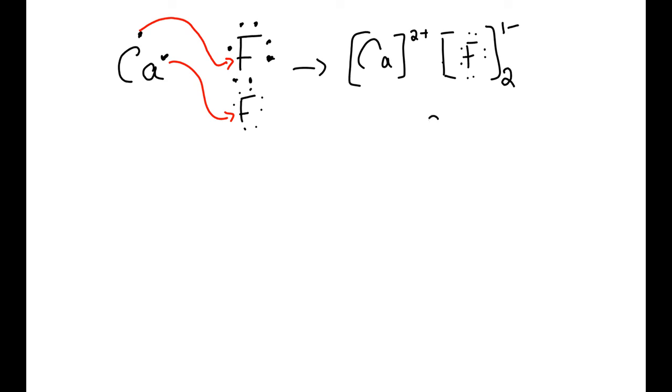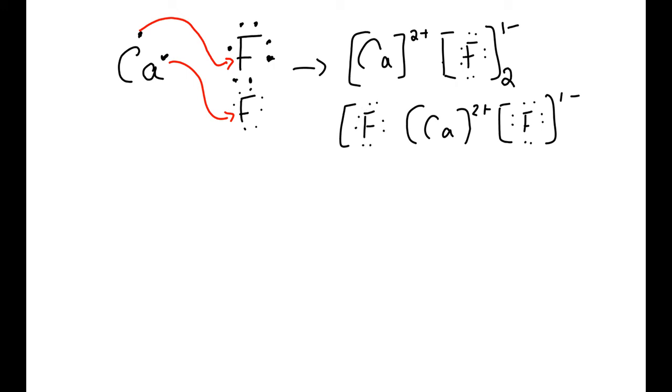You could do it side by side. You can do that. So there's a couple of different ways to write it, but normally we do it like this. So there's your product. There's the Lewis structure for your product, calcium fluoride.